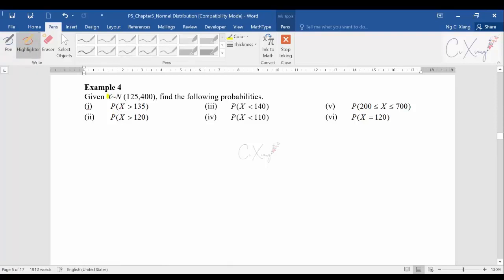If you look at example 4, we have x, not z, but I know that it is normally distributed, with mean 125 and variance 400. If I want to find the probability for x greater than 135, you actually cannot find this value from the table. You need to change it to z first. How do I change it to z? 135 minus the mean, divided by the standard deviation. The standard deviation should be 4, the square root of 400.